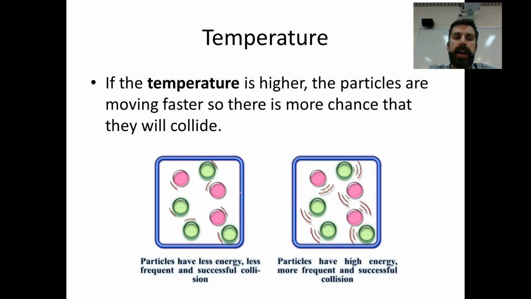So secondly, if we increase the temperature, then the particles are actually going to move faster, like we said before. And if particles move faster, then there's also more chance that they'll collide. The example here would be if you were in that crowded shopping mall and everyone suddenly started running instead of walking, there would be much more chance that they were going to crash into each other. So it's the same again with chemistry.